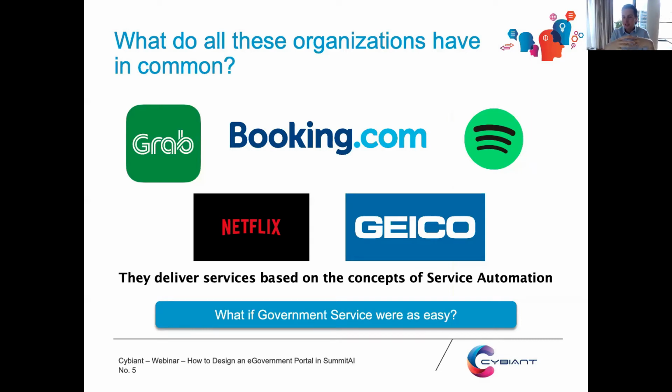However, what that means is that by definition, these companies are able to service large amounts of people, and they do it in a very easy way. And now I would like you to think a little bit further and ask yourself the following question. What would it mean if a government could do something like that? What if it was as easy as making a booking on booking.com or ordering a taxi through Grab to request your parking permits, your driver's license, or for instance, something as simple as your marriage certificate or your passport?